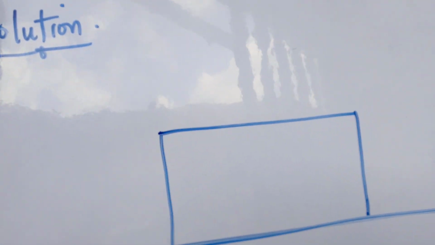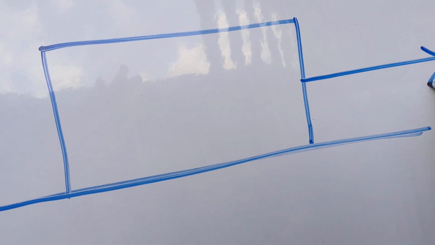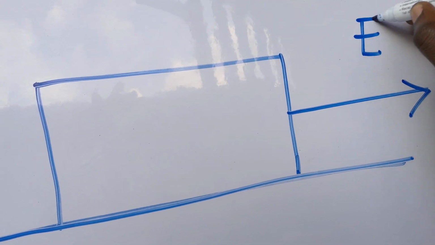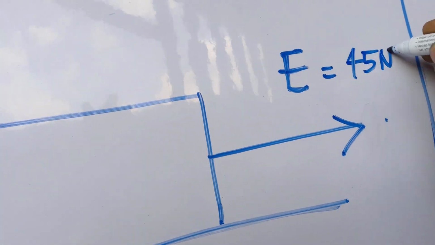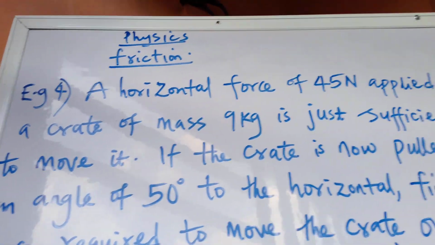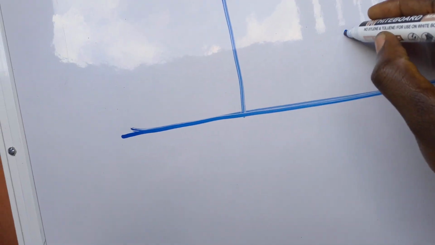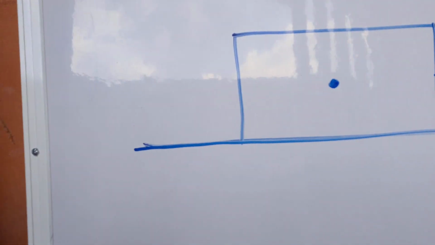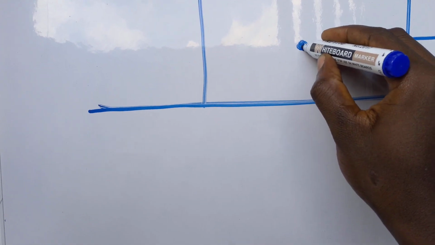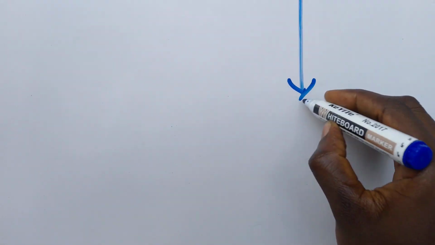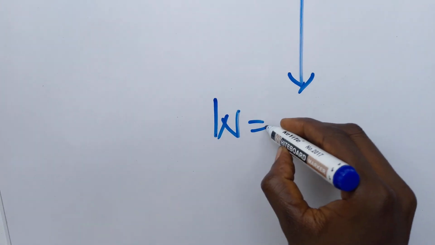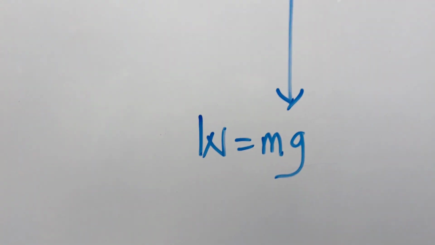They made mention of a horizontal force. So to this block, we have a horizontal force applied to it. That effort that pulls it is 45 Newton, and the mass of this crate is 9 kg. That means it will have a weight. The weight will act vertically downwards, and the weight is equal to mass times acceleration due to gravity.